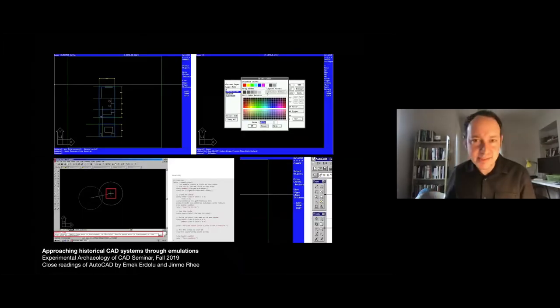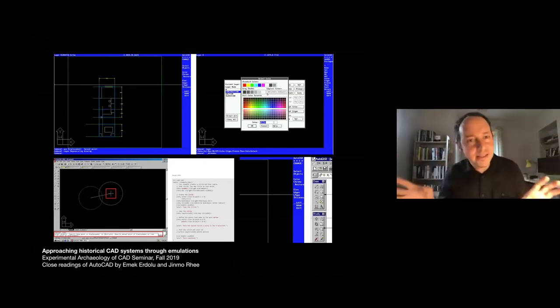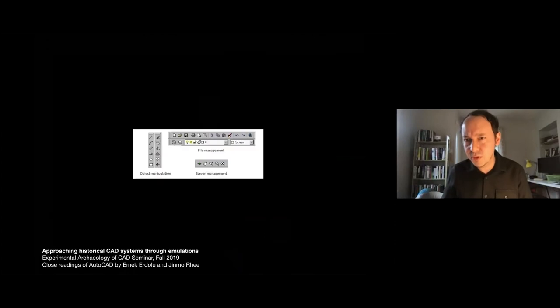I won't go into detail except to say that I'm really excited about this project. We are finishing a paper for CSCW where we talk about a pedagogical experiment where we analyze the interfaces of a number of CAD systems and developed a sort of close reading analysis of a software system.